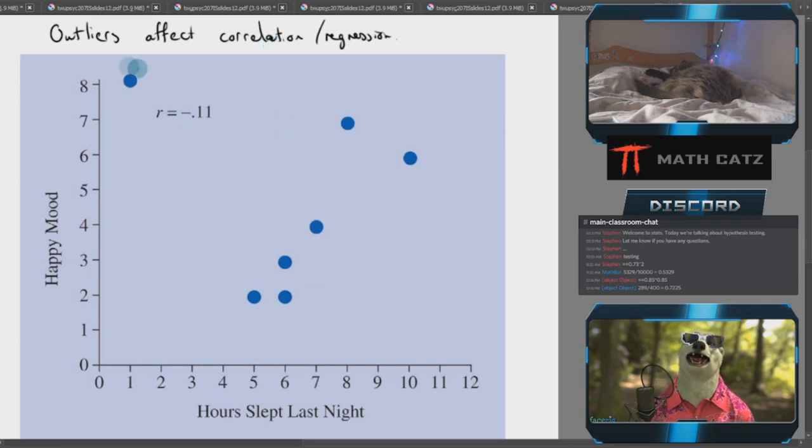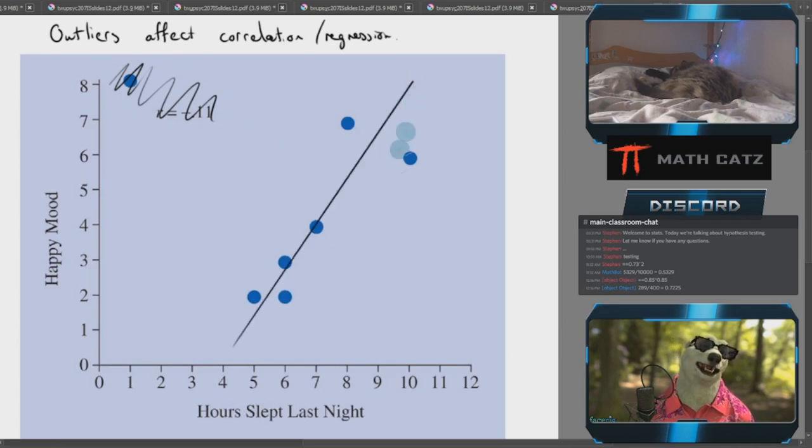So if I didn't look at this guy, then my correlation is quite strong, positive. I just sort of pretend that's my least squares fit, roughly. My regression line, I can make predictions, it's probably going to be significant. It looks pretty good.